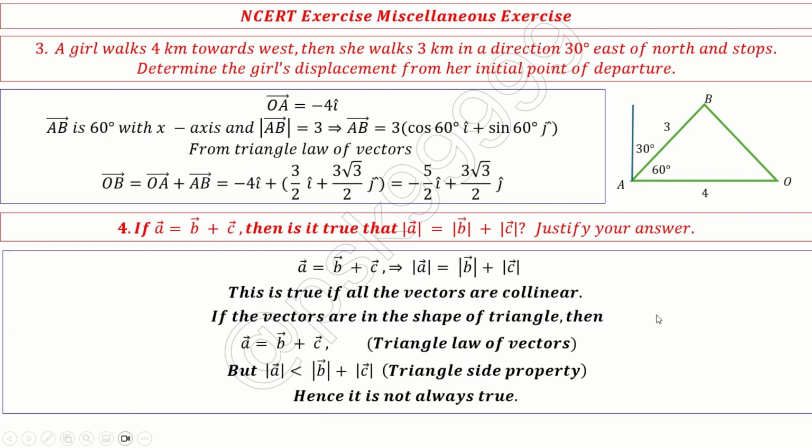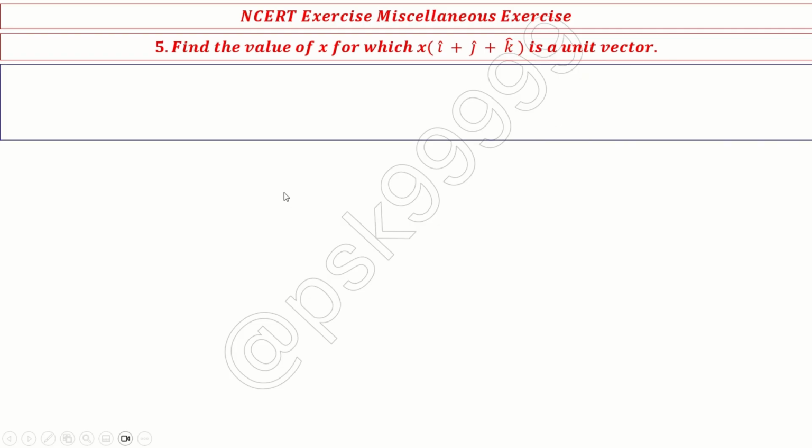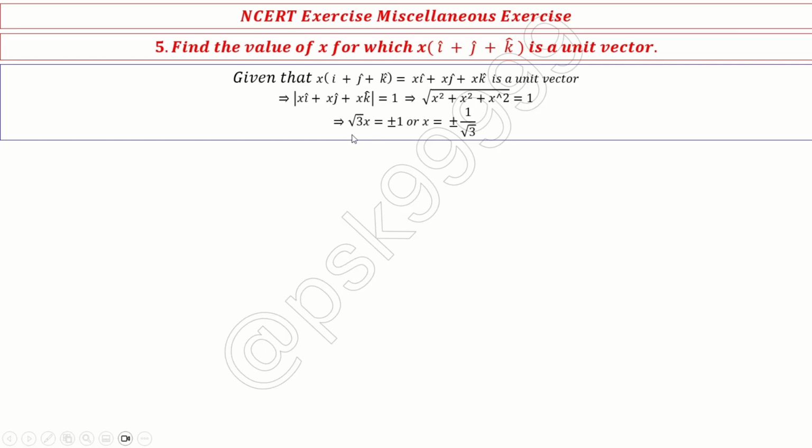Next. Find the value of x for which xi plus xj plus xk is a unit vector. Okay. So very simple. This vector, xi plus xj plus xk, is a unit vector. So what is the magnitude of this one? Square root of x square plus x square plus x square equal to 1, or root 3 x equal to plus or minus 1, or x equal to plus or minus 1 by root 3. For this x value, this is a unit vector.